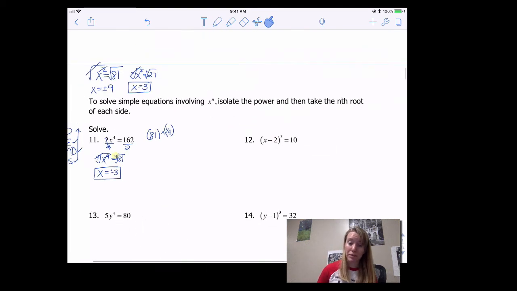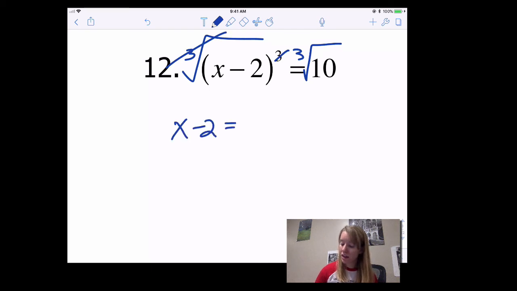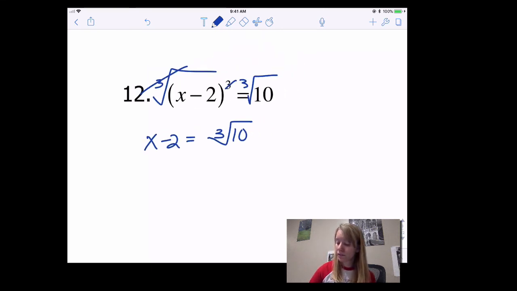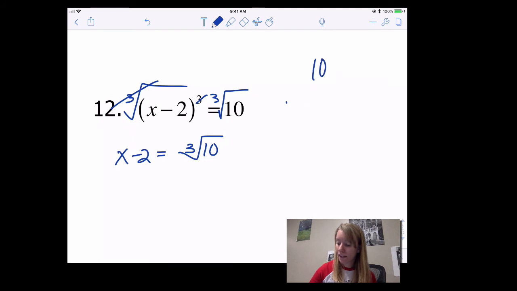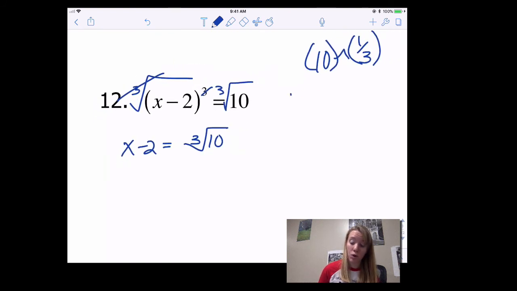Number 12, again, PEMDAS backwards. I can't add this 2 right away because it's in parentheses. So what I have to do is take a third root on both sides. I get x minus 2 is equal to the third root of 10. And that third root of 10, if I plug it into my calculator, 10 to the 1/3, I actually get a decimal. If you get a decimal, you can actually leave it in just the radical form.